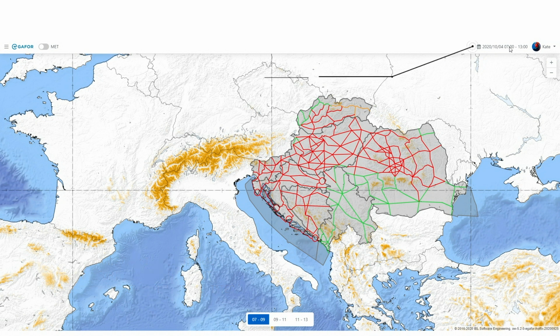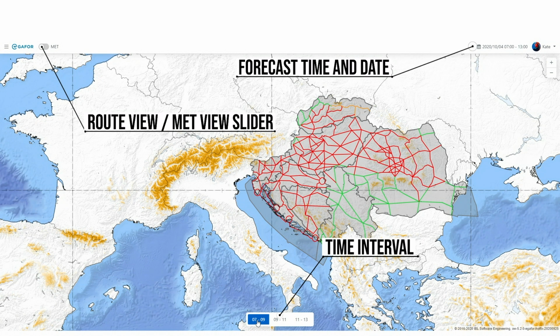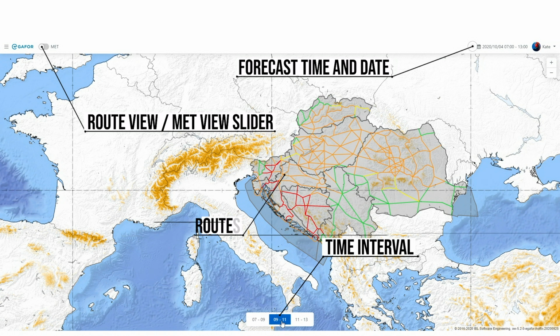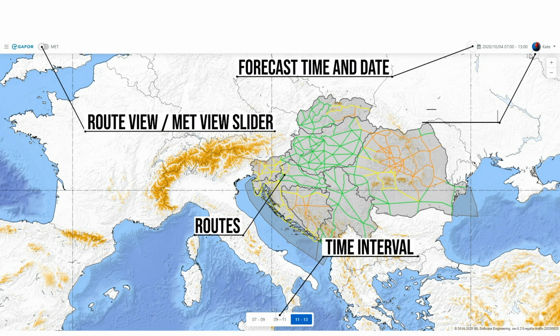eGAFOR offers a 6-hour forecast divided into 3 intervals, allowing you to see all of the important meteorological conditions on your selected route. We suggest you register so you can use the extra features.